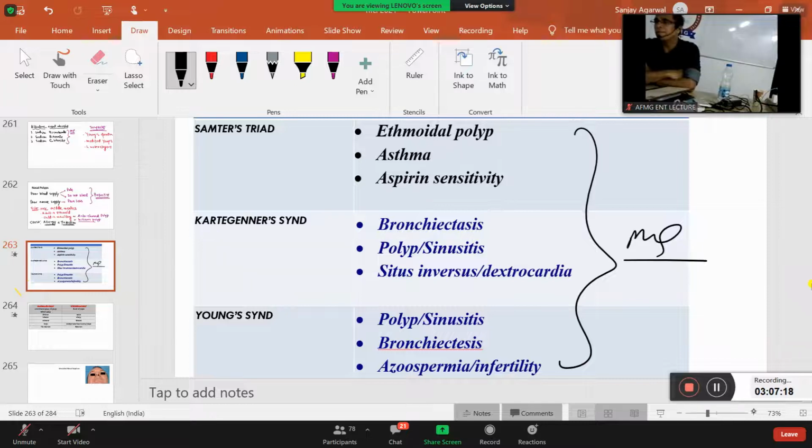Where was Young's surgery? Young syndrome, so this is Young's surgery for atrophic rhinitis. Young's surgery and modified Young's surgery. And what was the third surgery? Young's, modified Young's, and one more name: Lautenslager surgery. Lautenslager surgery.